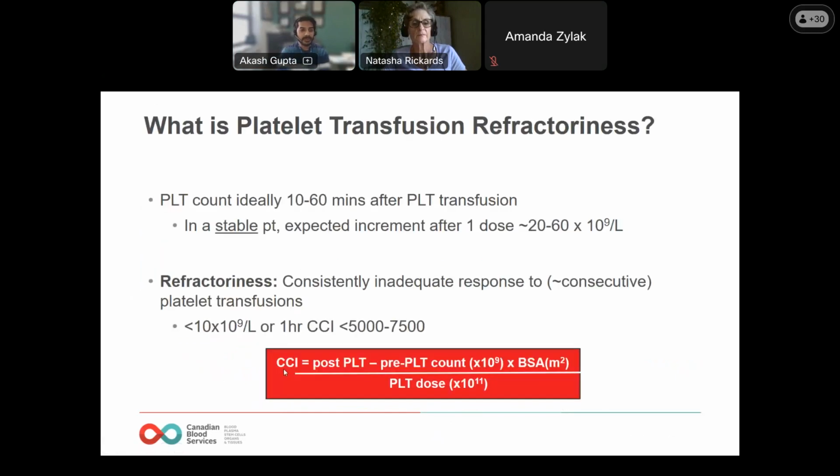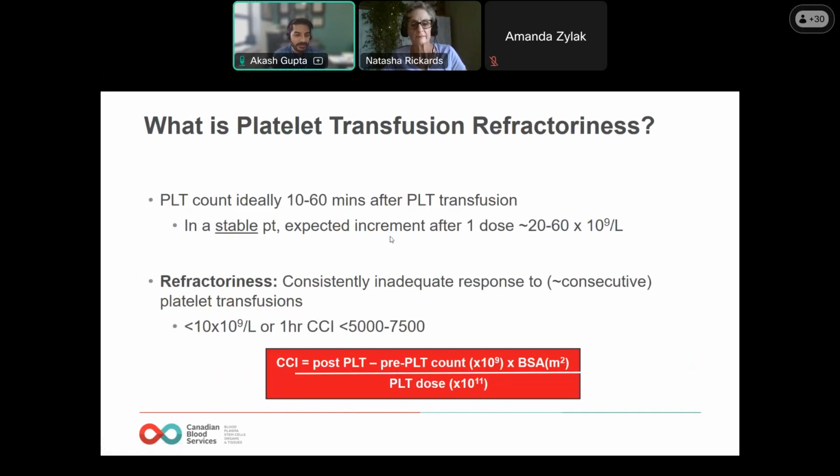And so, what is platelet transfusion refractoriness? Really, it's a lack of platelet increment post-transfusion. Ideally, if you measure the platelet count 10 to 60 minutes post-transfusion, you should get an increment of about 20 to 60 points, depending on the size of your patient, the number of platelets in the bag, and what's going on with your patient. If they're stable, you'd expect a better increment. If they're sick and consuming, then maybe not as good.